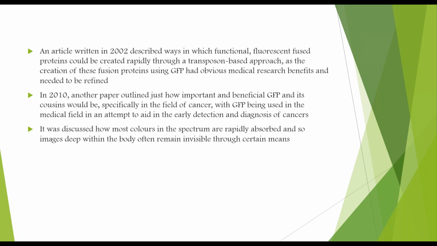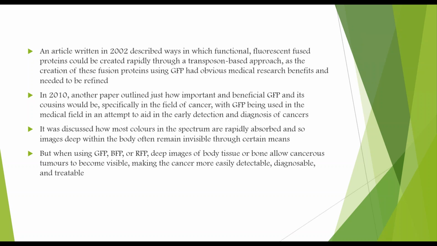The paper discusses how most colours in the spectrum are rapidly absorbed. For example, when using X-rays and images within the body, such as in tissues and inside bone, they often remain invisible through these means. However, when using GFP, BFP, which is blue fluorescent protein, or RFP, the red fluorescent protein, deep images of body tissue or bone allow cancerous tumours to become visible, even in the early stages, making the cancer more easily detectable, diagnosable, and treatable.